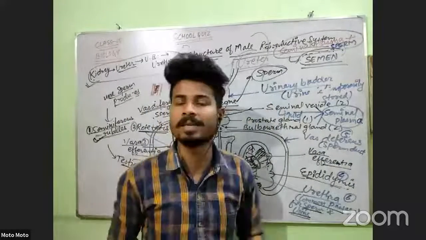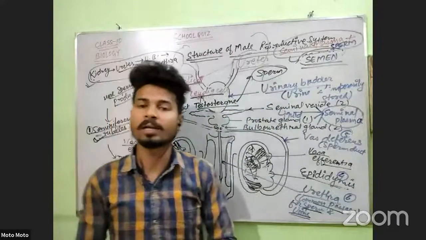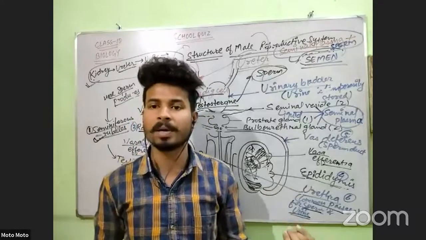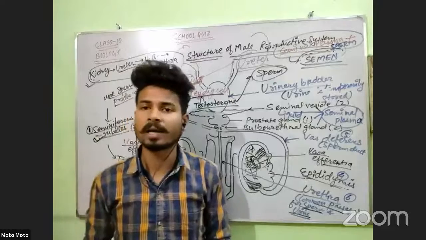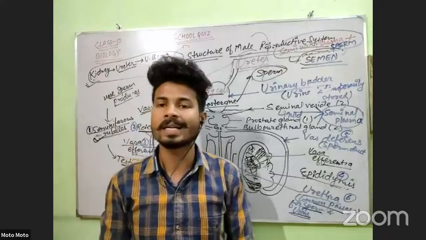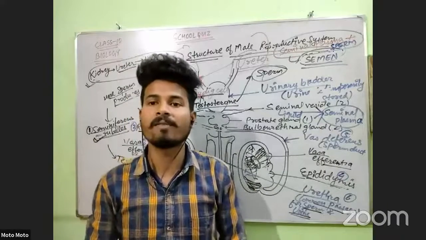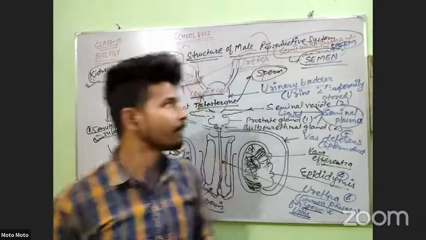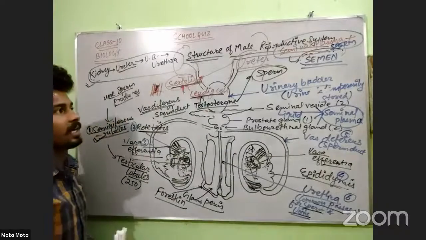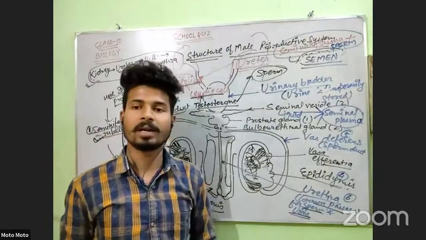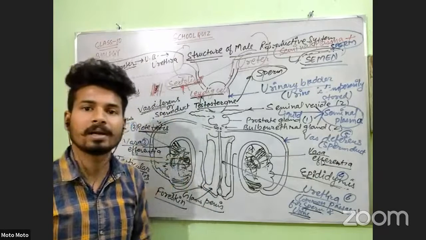This is a question that has been asked in the CBSE examination: what does semen contain? Semen contains seminal plasma and sperm. And what does seminal plasma contain? I have said that it contains basically the nutrients for sperm, that is calcium, fructose, etc. Okay, any doubts regarding this? Anyone? If you have no doubts, I will go ahead to another question.